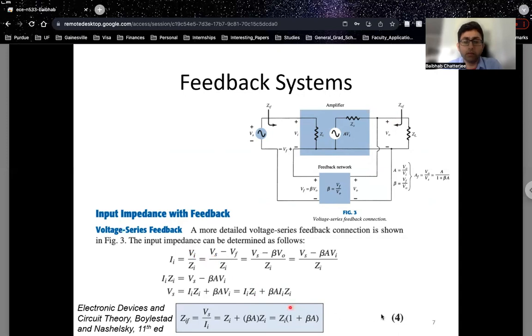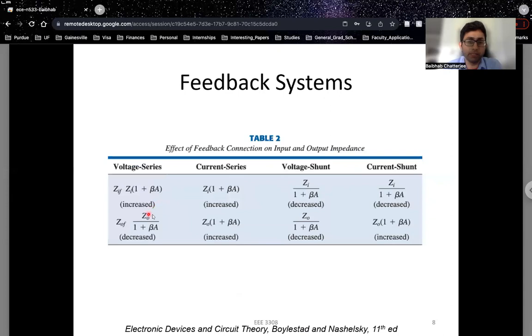And you'll see that the overall input impedance in this case with the feedback is the original input impedance multiplied with this 1 plus A beta factor. So remember, this 1 plus A beta factor is the amount by which your original gain was reducing. Your input impedance is increasing by the same factor for voltage series feedback. Now, whether your input impedance will increase or decrease depends on the type of feedback. For that, we have this table, which I have presented in the next slide.